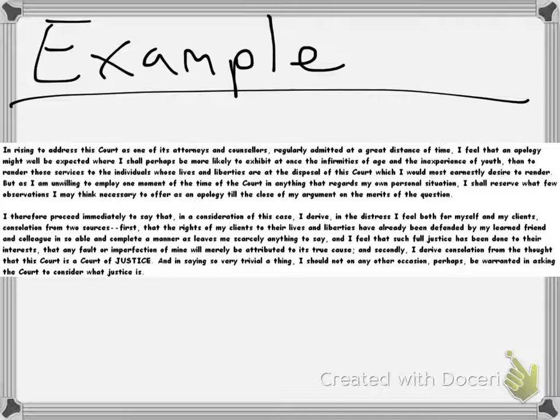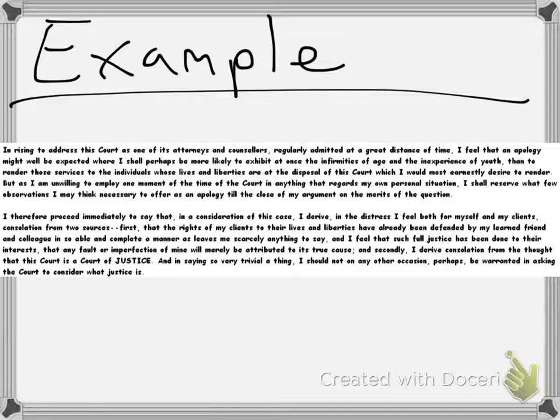The Supreme Court. In rising to address this court as one of its attorneys and counselors, regularly admitted at a great distance of time, I feel that an apology might well be expected where I shall perhaps be more likely to exhibit at once the infirmities of age and the experience of youth, than to render those services to the individuals whose lives and liberties are at the disposal of this court which I would most earnestly desire to render. But I am unwilling to employ one moment of the time of the court in anything that regards my own personal situation. I shall reserve what few observations I may think necessary to offer as an apology to the close of my argument on the merits of the question.